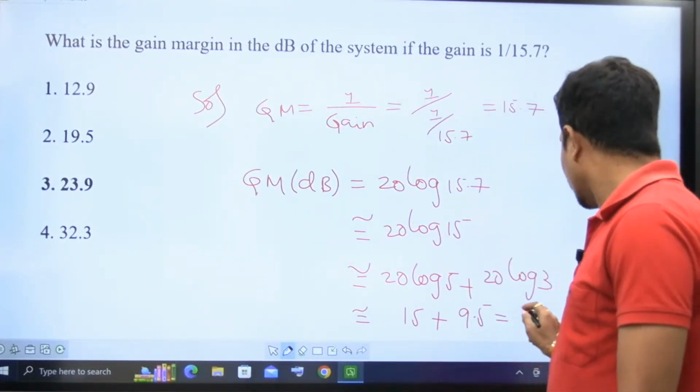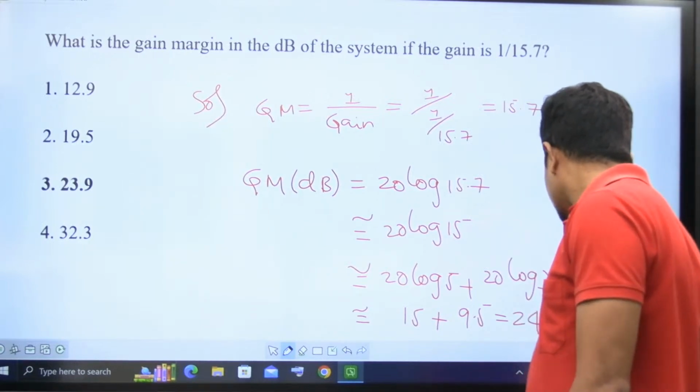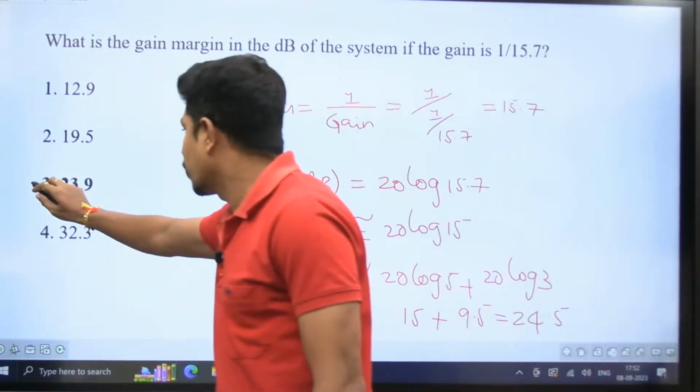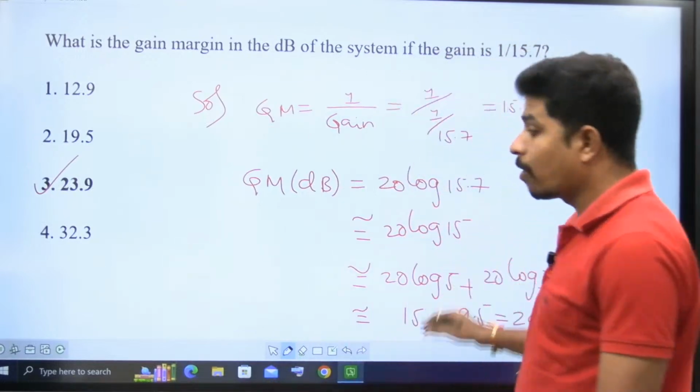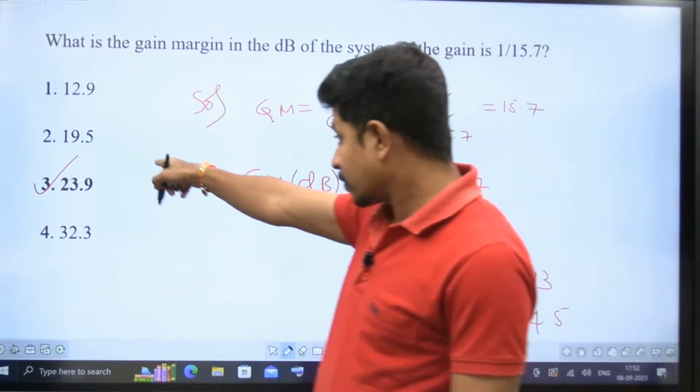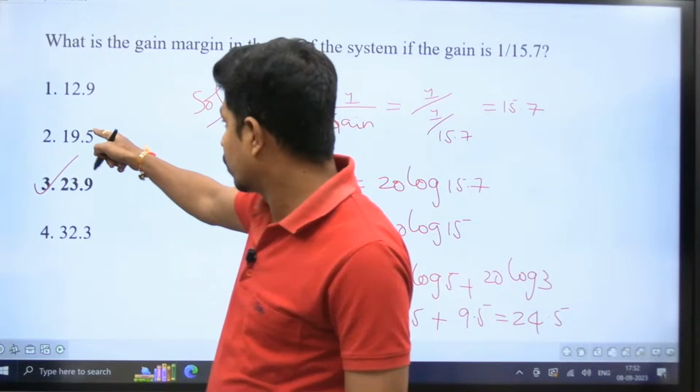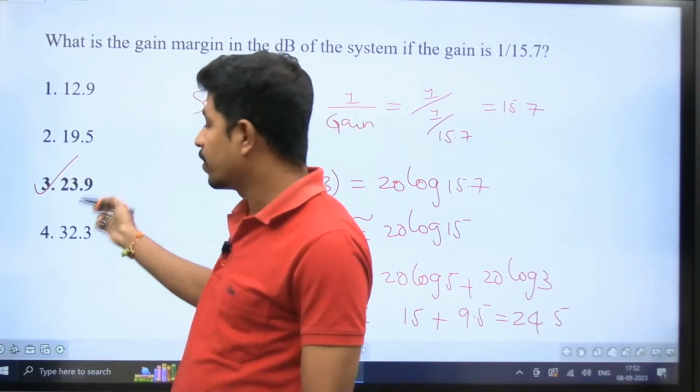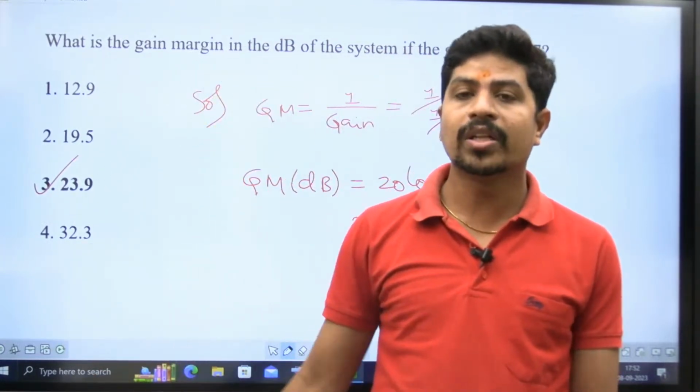24.5. See, the answer which is very near to that is 23.9. So all these answers are approximate. That's why none of the options is near 24. This is far away, this is far away, this is far away. The closest option is 23.9.